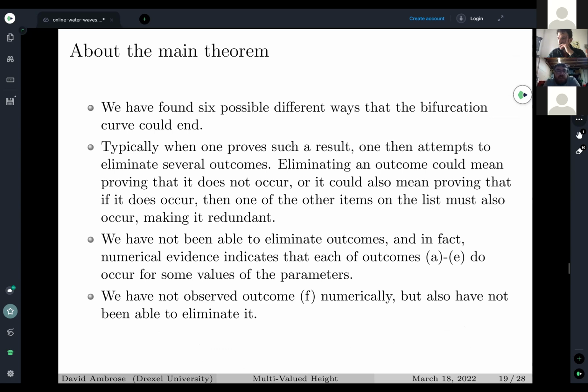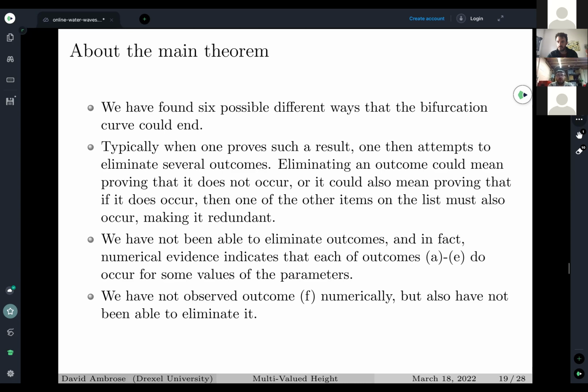So we found 6 possible ways that a bifurcation curve could end here. Typically, when you prove such a result, you want to get more detailed information than just saying something must go wrong. We have 6 different things that can go wrong. It's not very detailed if we're not saying which one actually happens. So usually in such a result, you try to eliminate several of the outcomes. Eliminating an outcome could mean that it doesn't occur, or it could mean proving that if it does occur, then one of the others also happens, so one of your items is redundant at least. We haven't been able to eliminate the outcomes.